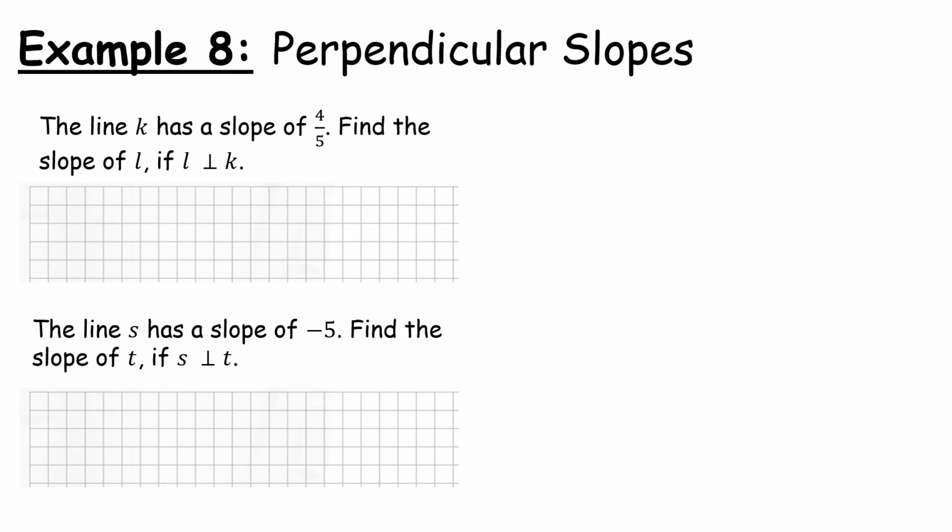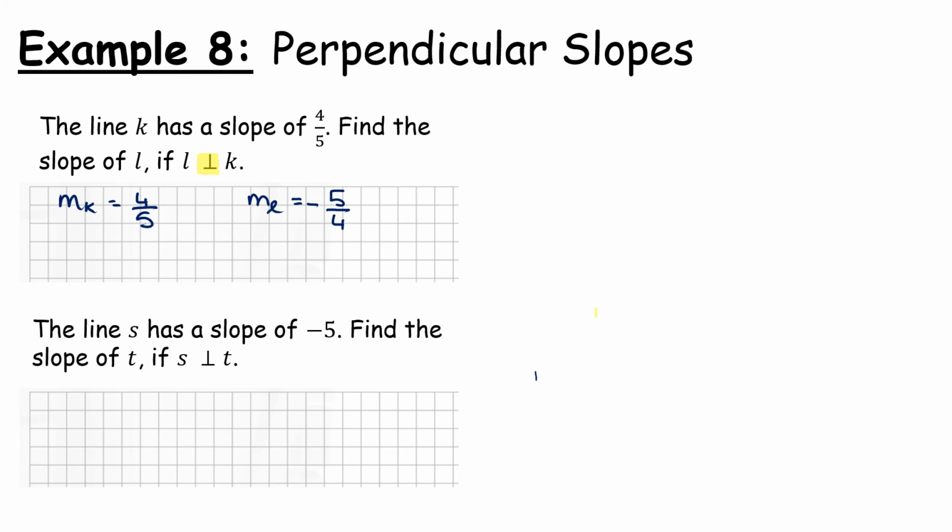The line K has a slope of 4 over 5. Find the slope of L if L is, and we have this funny symbol here, and this symbol here means perpendicular. And notice that it actually looks like a little set of perpendicular lines. So if L is perpendicular to K, we have the slope of K is equal to 4 over 5. So I'm going to use the opposite reciprocal. So the slope of L is then going to be 5 over 4. So I flip it and I change my sign. So it's minus 5 over 4.